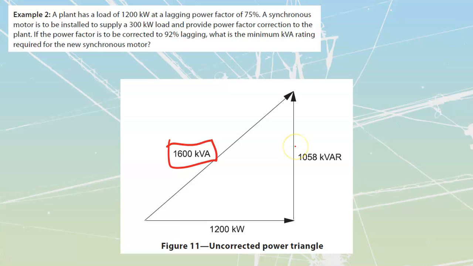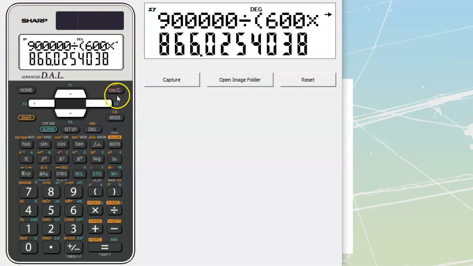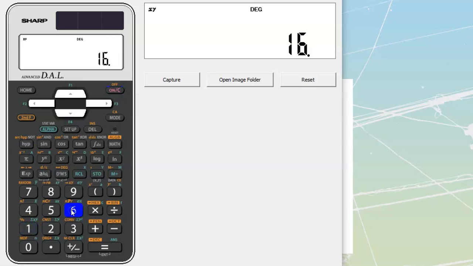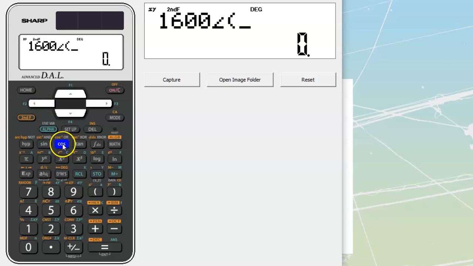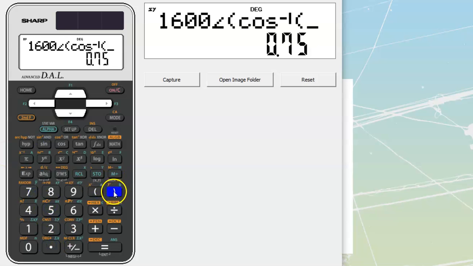Once I have that 1600, there are two ways that I can figure out what the side of this one is going to be. I can either use the 1200 kilowatts and the 1600 kVA, and then go Pythagoras. Or if I want, I can take that 1600 kVA and just put it in at an angle. I'm going to do that because that's the way that I prefer to do these things. Doesn't have to be the way you prefer, but I'm going to go 1600 at angle, and then I'm just going to put in an inverse cosine of 0.75, 75%.